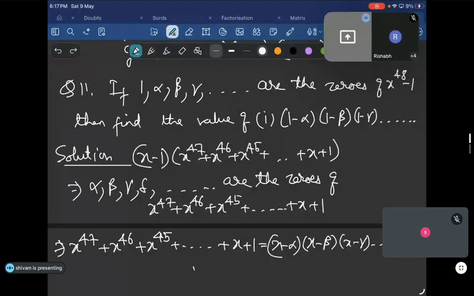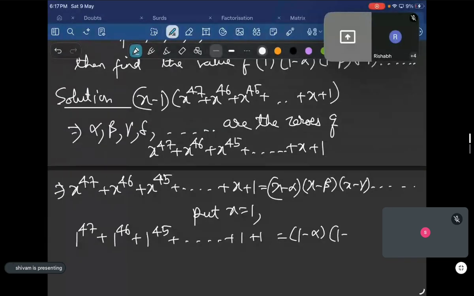We have got 1 to the power 47 plus 1 to the power 46 plus 1 to the power 45 plus dot dot dot plus 1 is equal to 1 minus alpha into 1 minus beta into 1 minus gamma. Achha, how many times have I written 1? Can you identify? Count 48 times. Very good. So therefore, 1 minus alpha into 1 minus beta into 1 minus gamma dot dot dot will be equal to 48. Done. If there is anyone having any doubt, you can ask me.